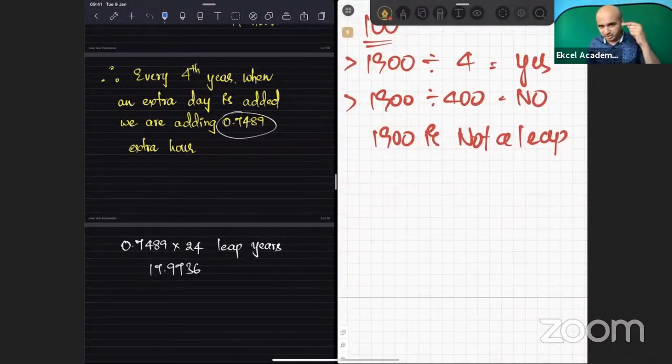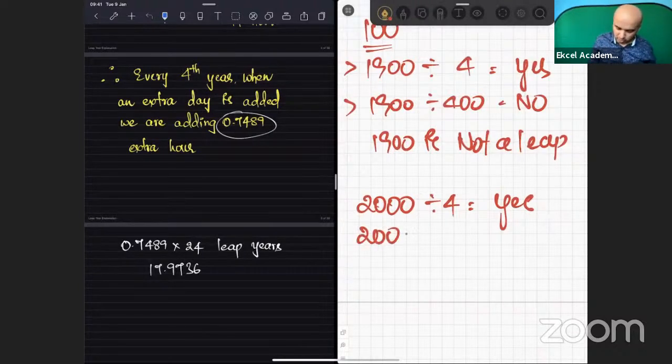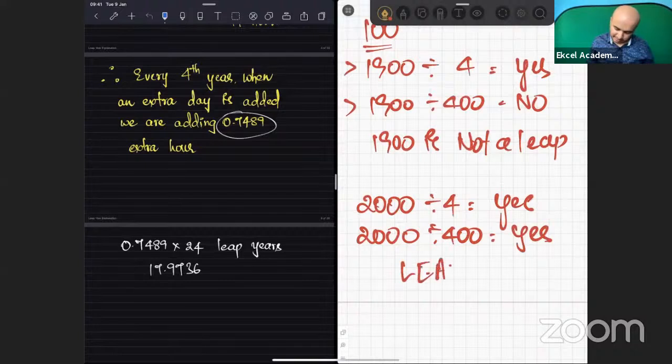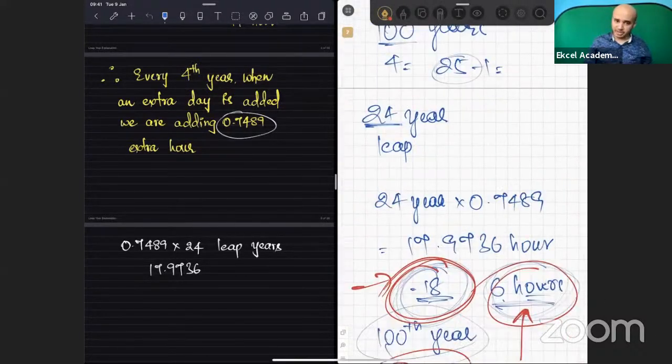Now, let me use the same principle for year 2000. Is 2000 divisible by 4? Yes. Now, the second question would be, is 2000 divisible by 400? Why 400? Because we have this error once in 4 centuries. Again, the answer is yes. Then it will be a leap year. So this is how we decide whether a particular year is a leap year or not.